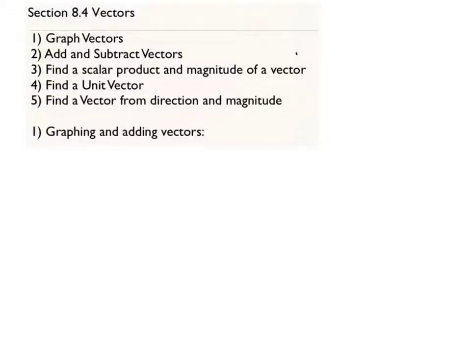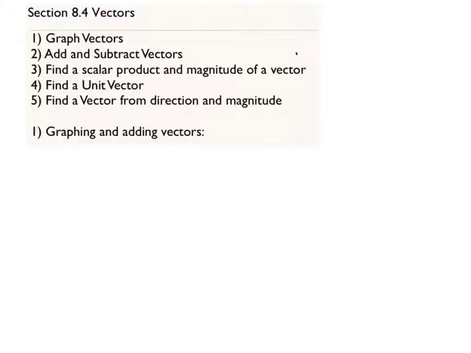Alright folks, here's our lesson on 8.4 vectors. Our goals for this unit are to graph vectors, add and subtract vectors, and find a scalar product and magnitude of a vector. We also want to find the unit vector, which we will need to use the magnitude for. And lastly, we're going to find a vector given direction and magnitude, which is actually going to be somewhat similar to our polar complex from the last half of the chapter, with a more vector approach to it.